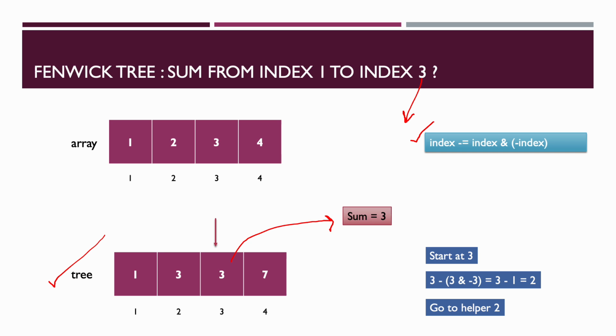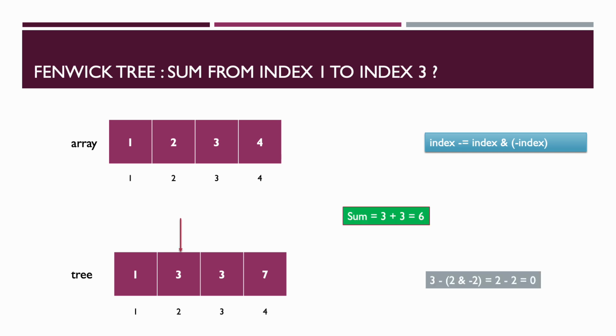And then we decrement our index using this formula. So now we go to second helper. Now when we go to second helper, the value here is 3, so we add it to sum. And then when we apply this formula, our index is 0. Now 0 is invalid index, so we stop here. And our sum is 6. What's the sum from index 1 to index 3? 6. Now let's verify actually what we are talking about.